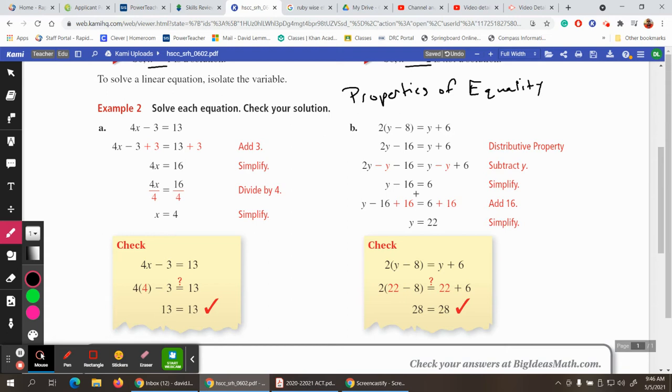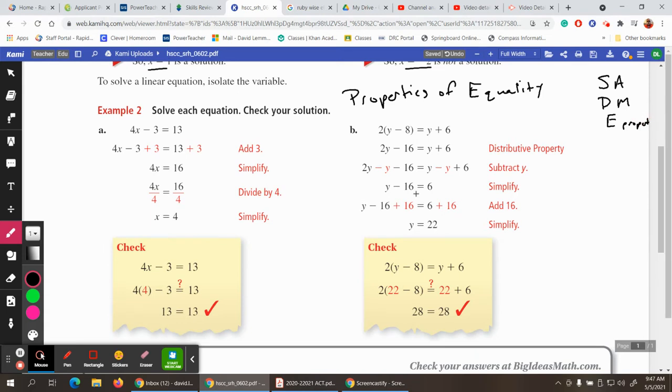So the first thing I'm going to do, again, using our reverse order of operations: subtraction or addition, division or multiplication, all of the exponent properties, and then all of the different types of parentheses, right? Parentheses, brackets, groupings, okay?